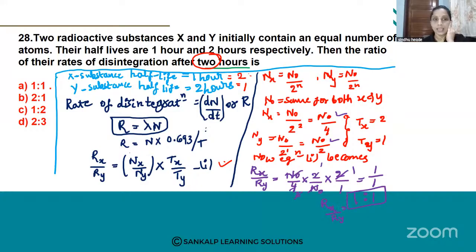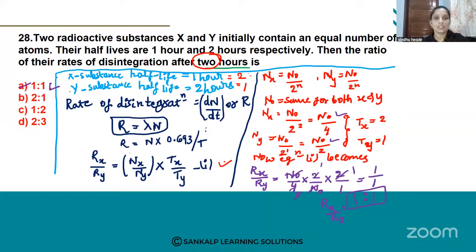Okay, here they asked for the rate of disintegration for x and y. So finally you get 1 raised to 1 is the ratio. Which option is correct? Option A is correct. That is 1 raised to 1. Got cleared?